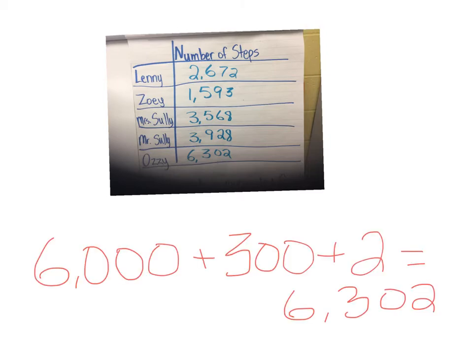Okay, the answer was 6,000 plus 300 plus 2 equals 6,302. Notice that there's no tens here because there's a 0 in the tens place. So make sure when you're writing expanded form, write out your number sentence and also put what it equals to.